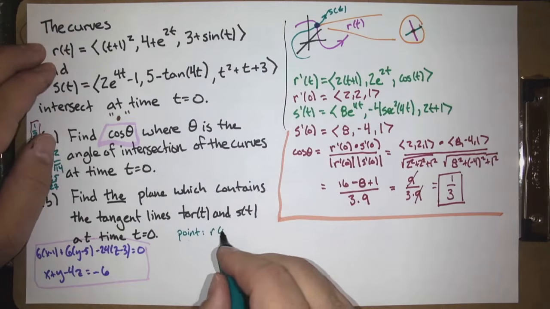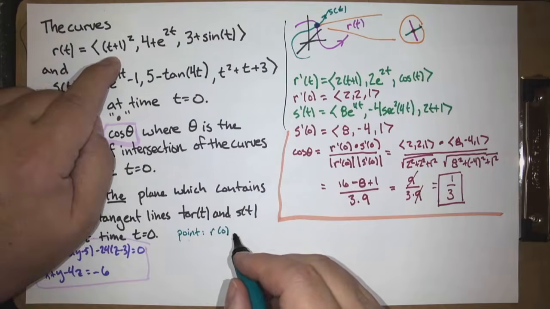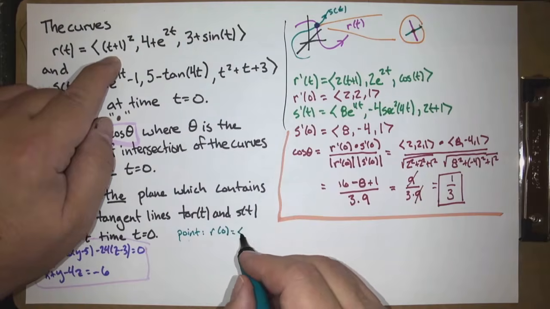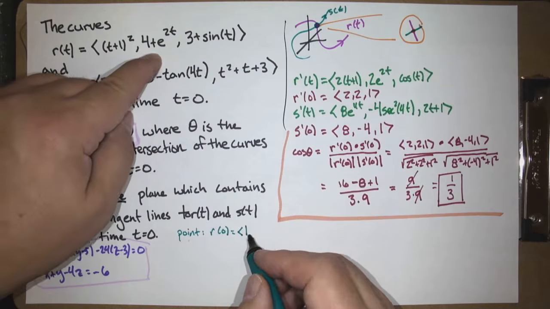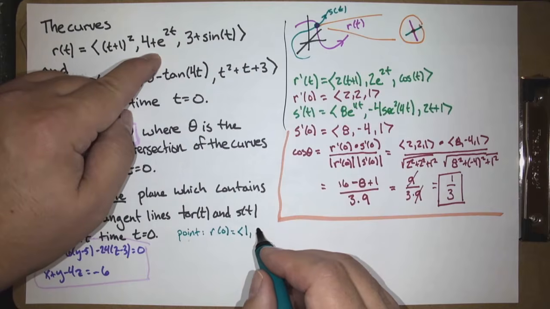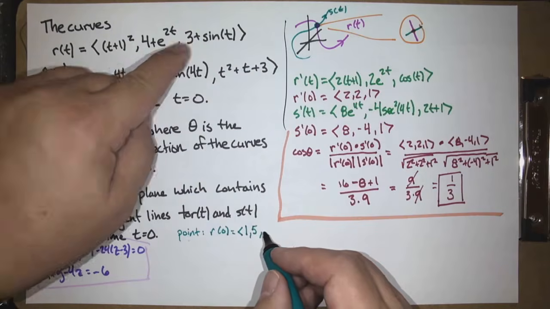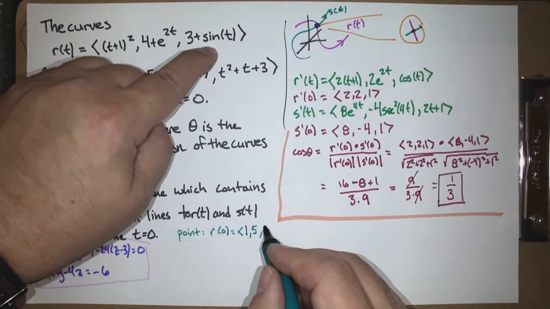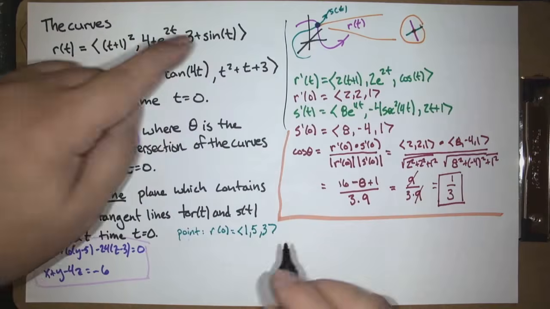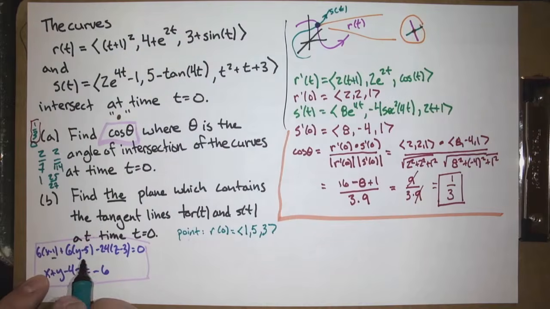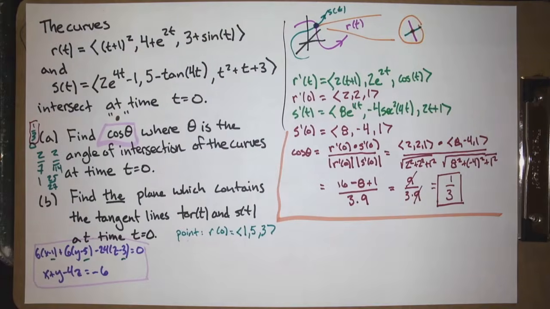So that's r of 0. 0 plus 1 squared is 1. 4 plus e to the 0 is 5. 3 plus 0 is 3. And you'll notice the 153 that was mentioned in one of the solutions. That's where that's coming from. So now we have a point. Next up, the normal vector. How does one make a normal vector?